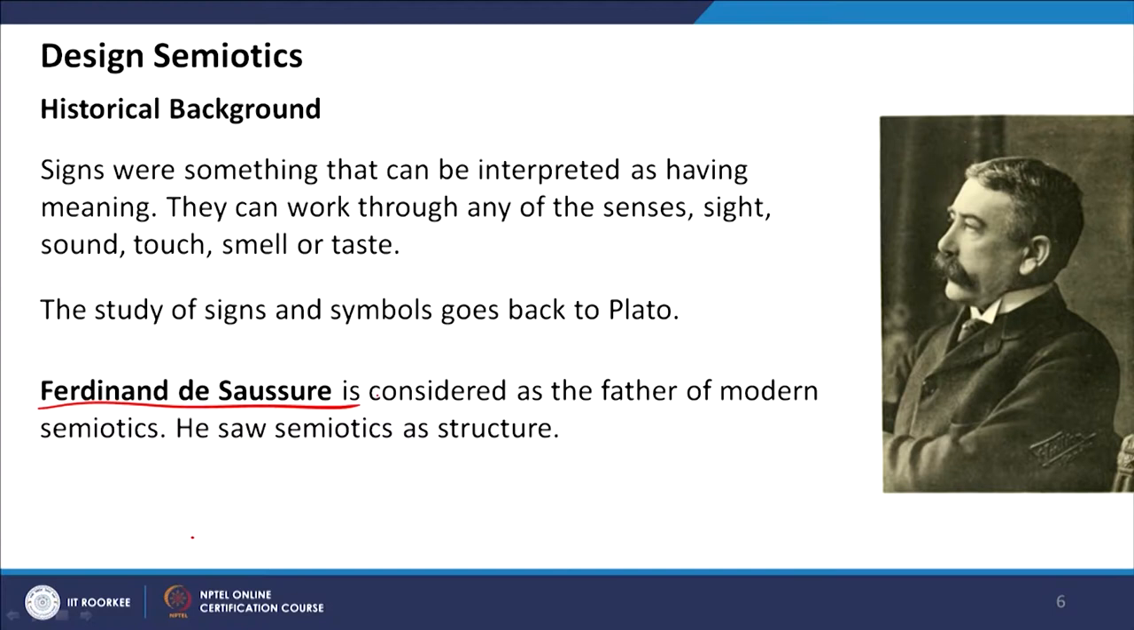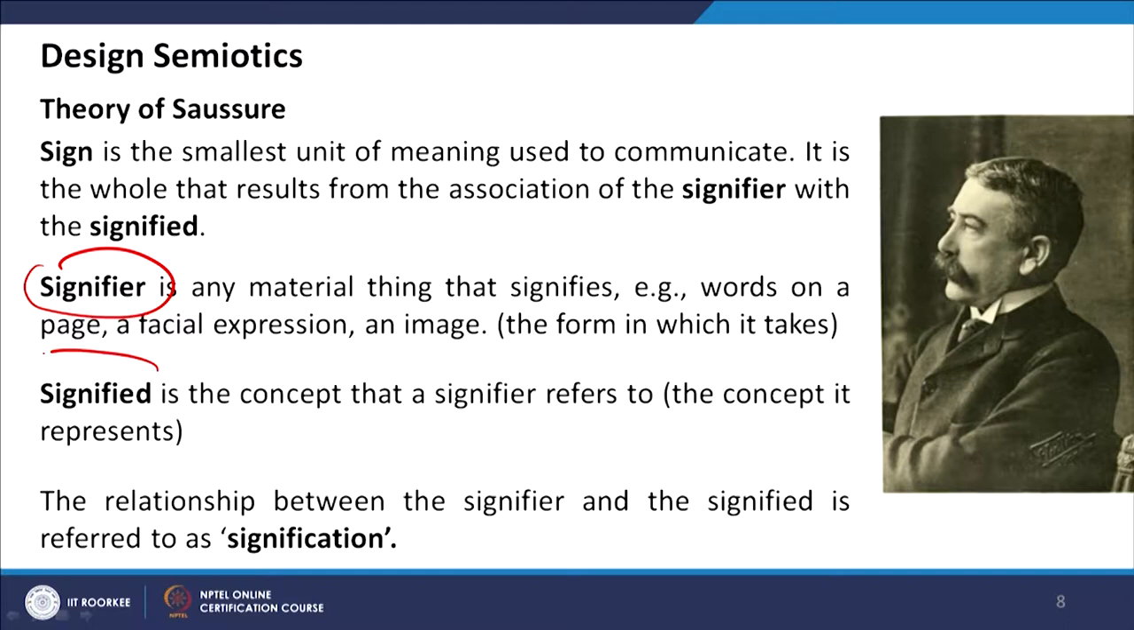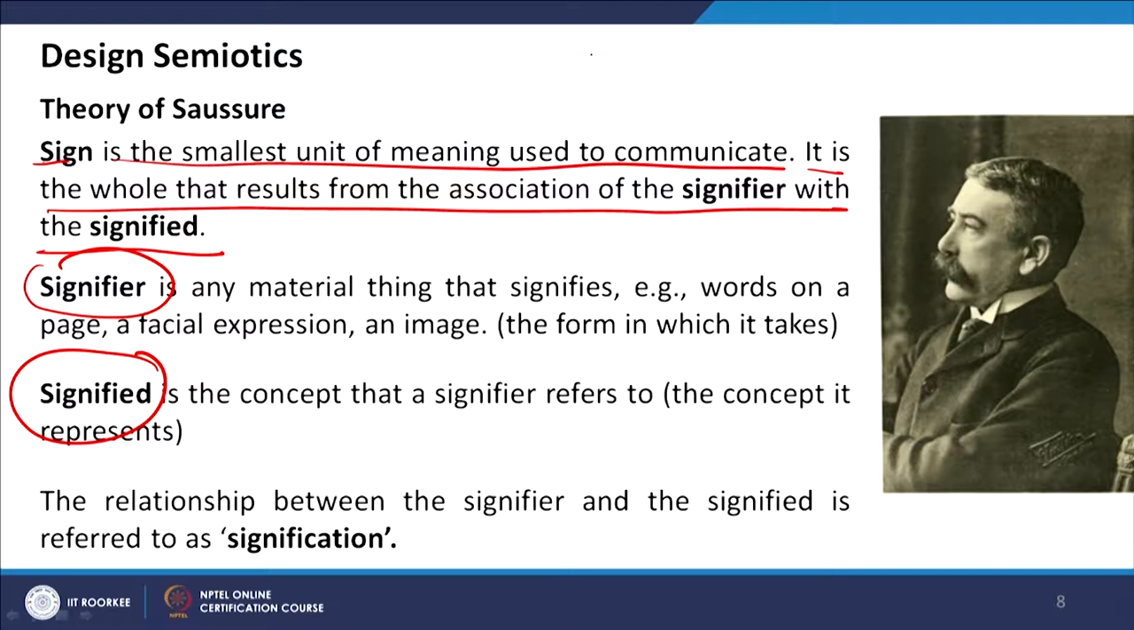Looking at the historic background, Ferdinand de Saussure was the father of modern semiotics. He defined these terms in the beginning. Later, Charles Peirce developed a similar philosophy based on the sociocultural concept. Based on their theory, there are a few terms we should discuss. One is the signifier and the other is the signified, and together they make a sign. A sign is the smallest unit of meaning used to communicate. It is the whole that results from the association of the signifier with the signified. Signifier and signified together help users understand the meaning of the sign.